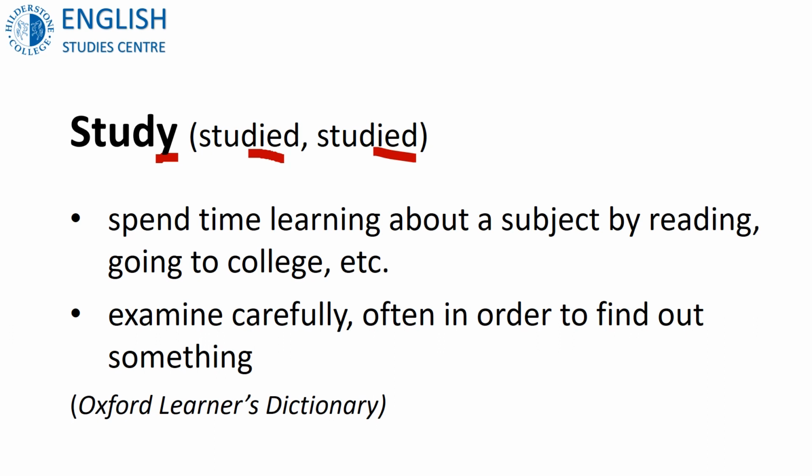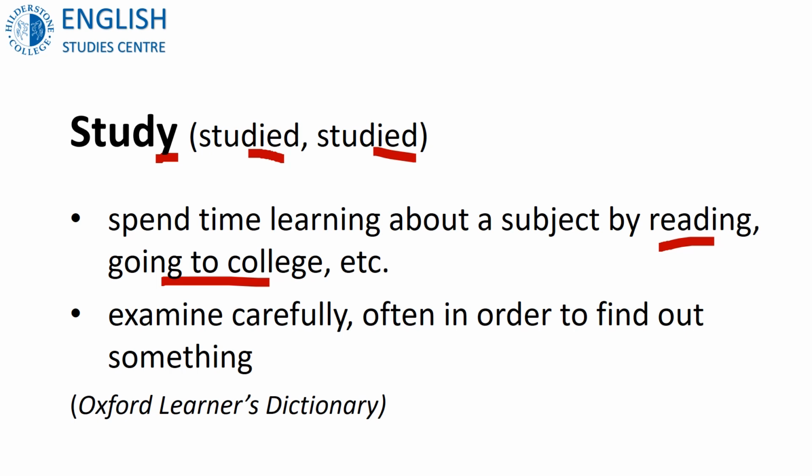Now, the first meaning, so that means the most common, is to spend time learning about a subject by reading or going to college, etc. That's already more specific than the explanation we read for learn. We've got reading here specifically and going to college. Now, college could mean school or university, but it does exclude primary school, so the kind of school that small children go to. Colleges do tend to be for older teenagers, so that implies a more advanced level.